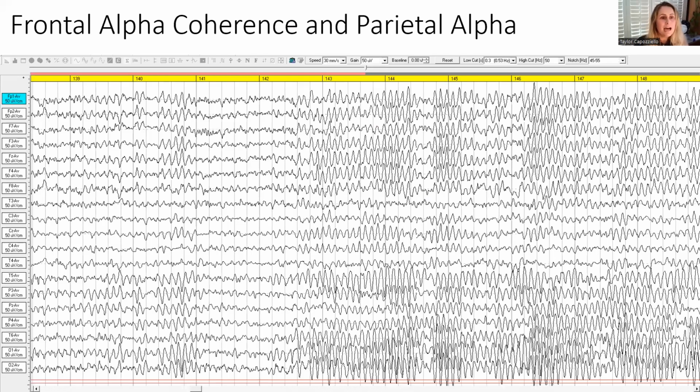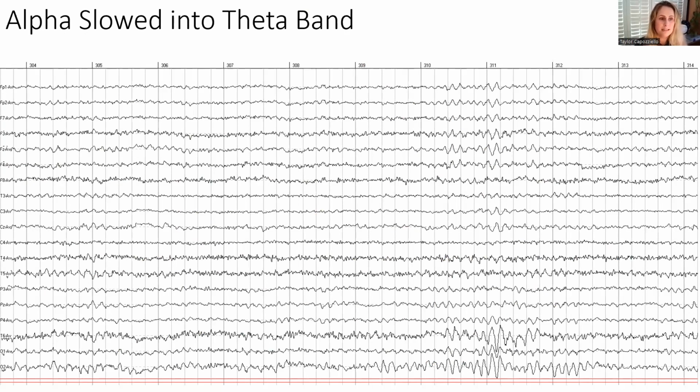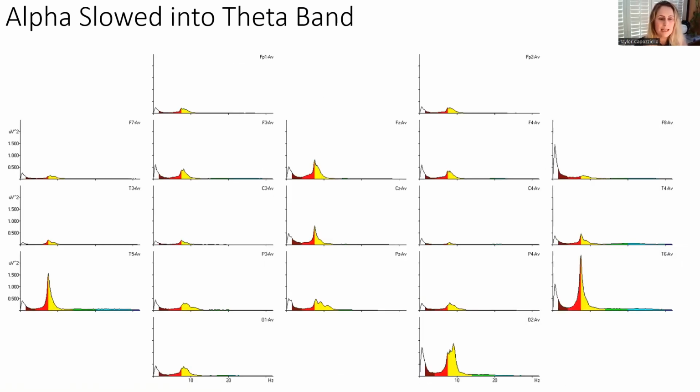Here we see frontal alpha and hypercoherent parietal alpha. So this is eyes closed, but we can see it's pretty strong. And if we look at it this way, we can once again see that it's pretty high up. So that person has a lot of hypercoherence. Here's alpha slowed into the theta band. This is the same example we showed before. So we can see that it's still alpha, but it's been slowed down.